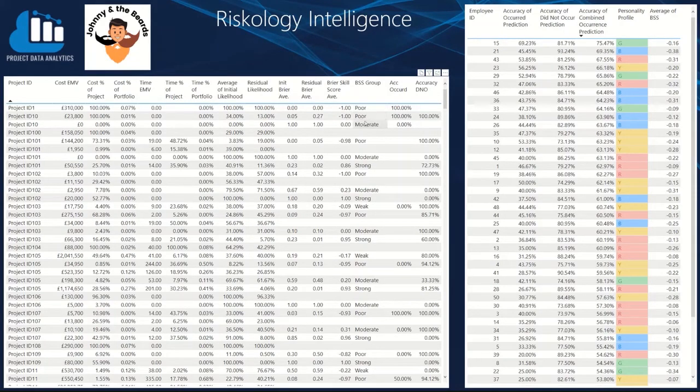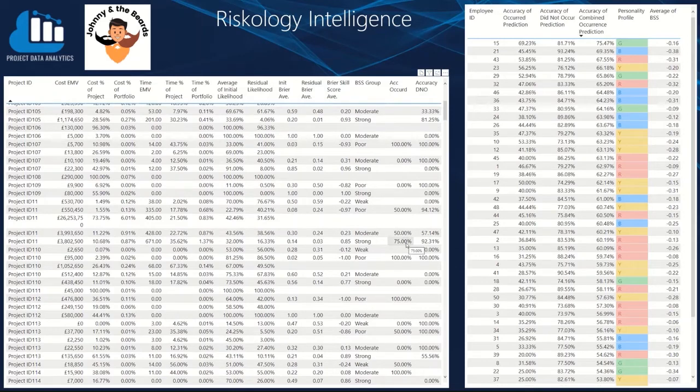We have given some groupings for those Brier scores, and then we have modeled the accuracy of those that have occurred and those that have not occurred. So you can see here, those that have occurred have been 100%. If we scroll down, there are some that are 50%, 75%, etc. And then we have a breakdown of the league table, which has the risk managers, those individual accuracy metrics, and again the personality profile, and then the average of the Brier skill scoring, so that we can see aggregated per risk manager what that has been.